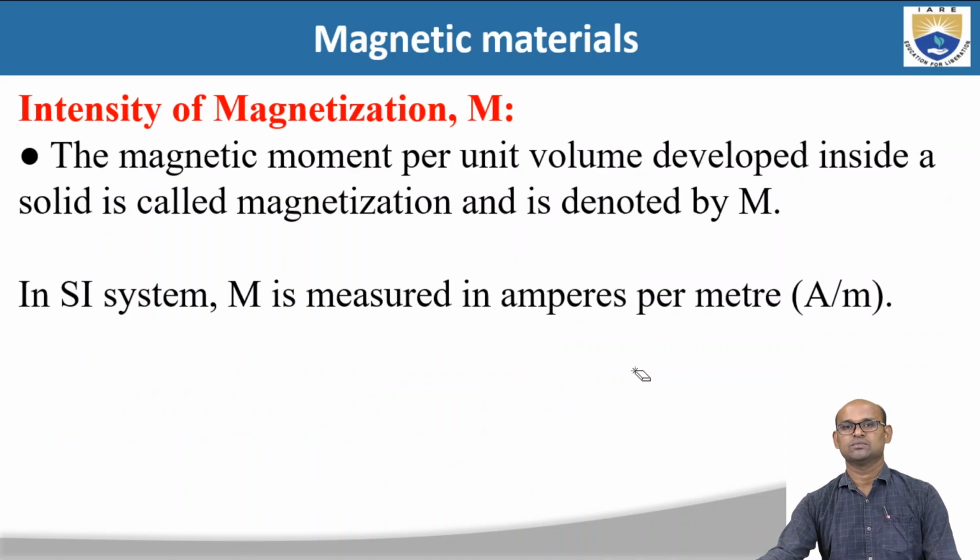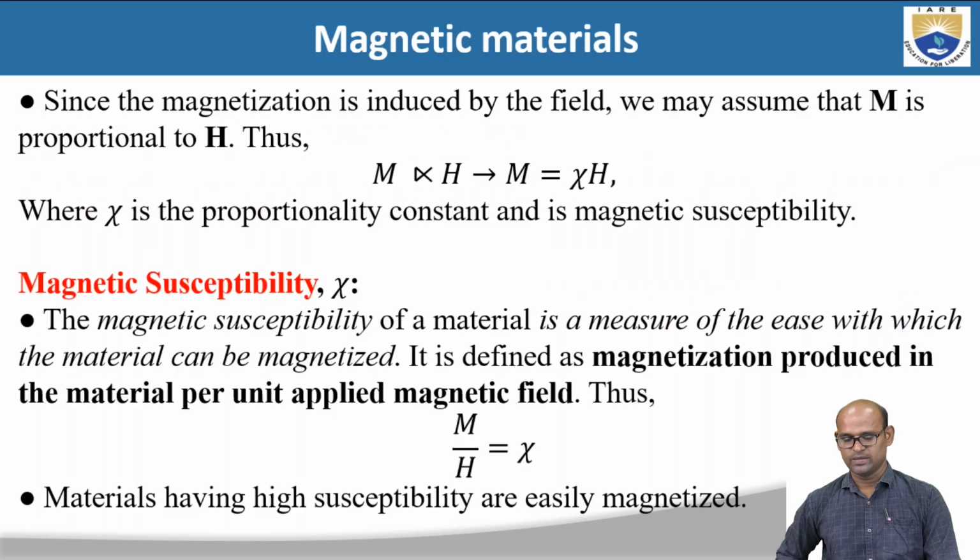Then magnetization. The magnetic moment per unit volume developed inside a solid is called magnetization. It is denoted by M, and amperes per meter is the unit. Since magnetization is induced by the applied magnetic field, we write M proportional to H. We remove the proportionality by introducing a constant chi. So M is equal to chi H.